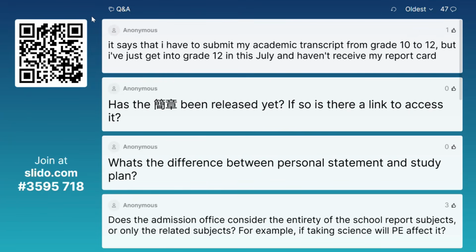It says that I have to submit my academic transcript from grade 10 to 12, but I've just got into grade 12 this July. So you haven't graduated, then you will have to submit grade 10 and 11 at the time of application.